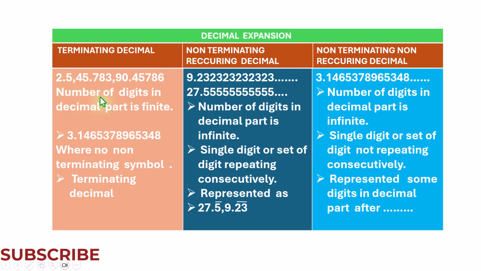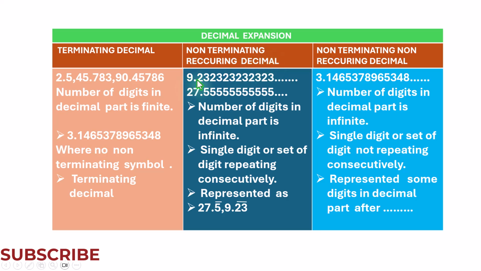A terminating decimal is one where the number of digits in the decimal part is finite. 2.5 has 1 digit in the decimal part. 45.783 has 3 digits in the decimal part. 19.45786 has 5 digits in the decimal part. If the number of digits in the decimal part is finite, it is a terminating decimal. If there is no non-terminating symbol, the dot, in the decimal part, then it is a terminating decimal.